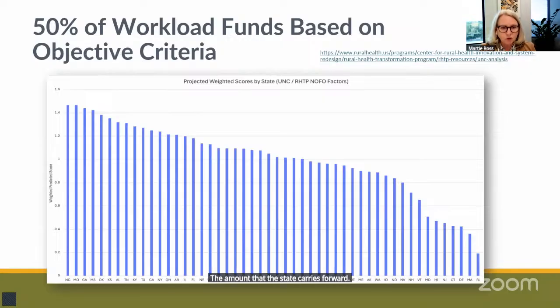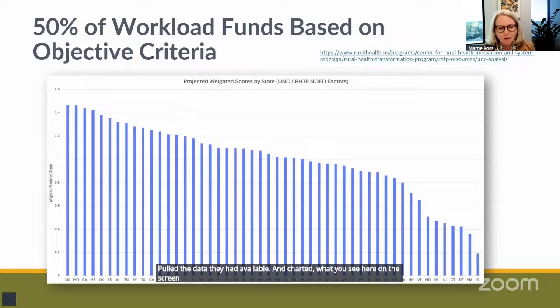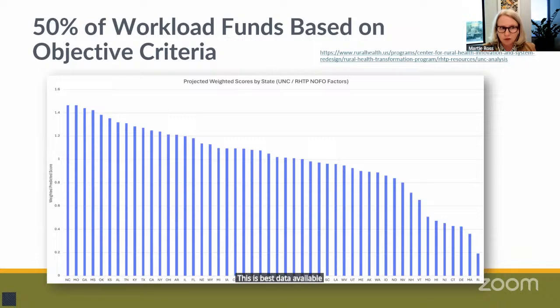At the University of North Carolina, their research team pulled the data they had available and charted what you see here on the screen, how the states would perform across these scores. This is not a guarantee. This is best data available at the time to UNC.